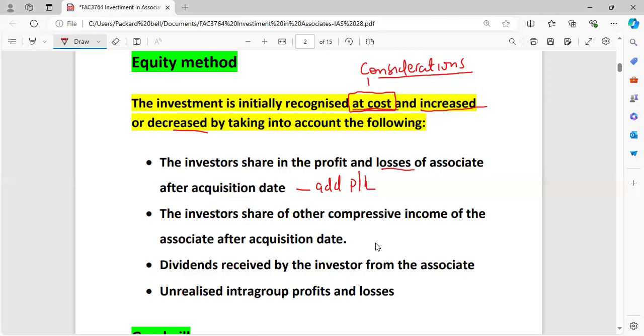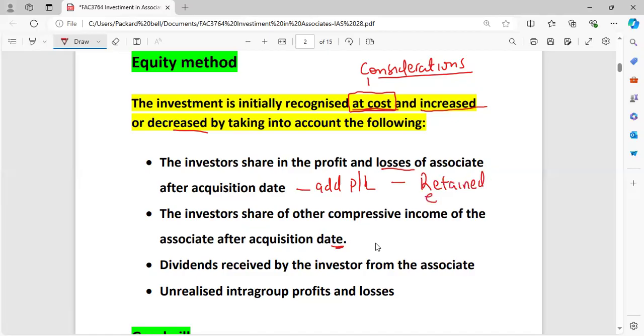So your starting point is the cost of the investment. Then once you have the cost of the investment, you need to look at whether there was a profit since acquisition. That profit must now be shared. Then the profit for the year must also be shared. So here it's going to be what is in the retained earnings.